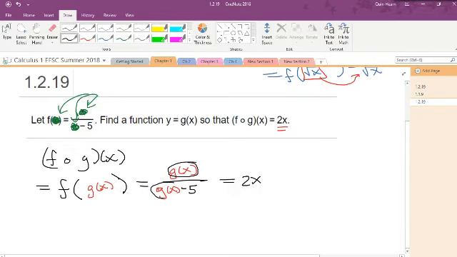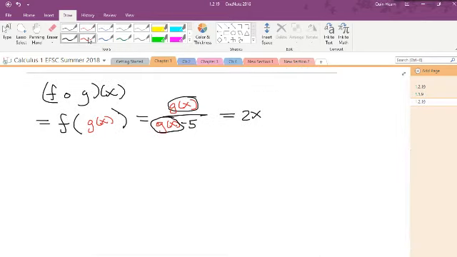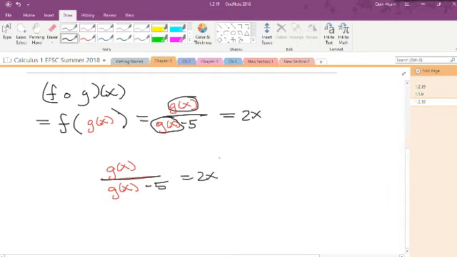If you're not comfortable working with g of x notation, you can always switch that to a y or something. But I think it's good if you get comfortable working with this notation. So I'm just going to leave it as g of x. So I'm going to take the equation g of x over g of x minus 5 equals 2x, and I'm going to solve for g of x.